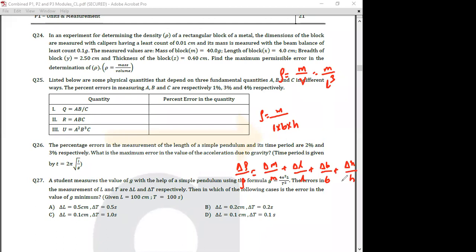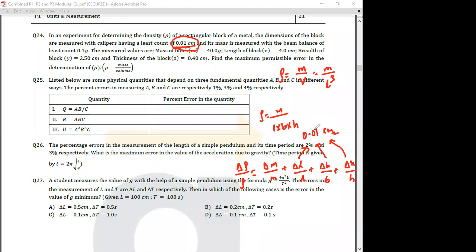Now everything is given. Tell me, because the least count of the vernier caliper is given. So least count is your error, right? And the vernier caliper is used to measure length, breadth, and height. So all of them are 0.01 centimeter. Agree? Sorry, 0.01 centimeter, right? So this is in terms of centimeter.